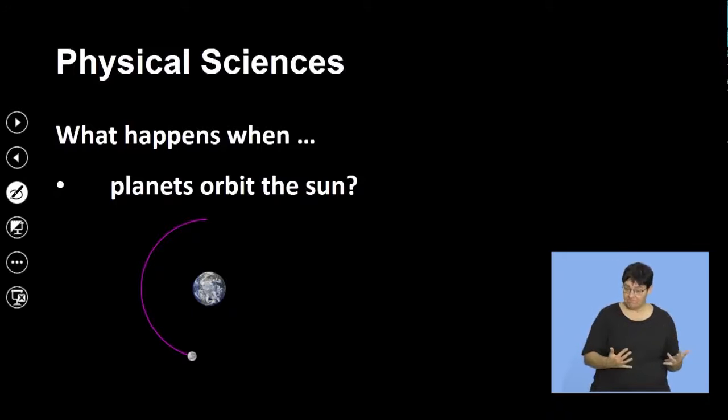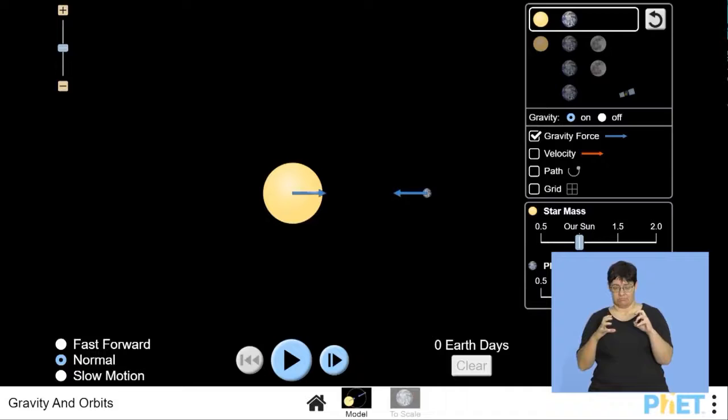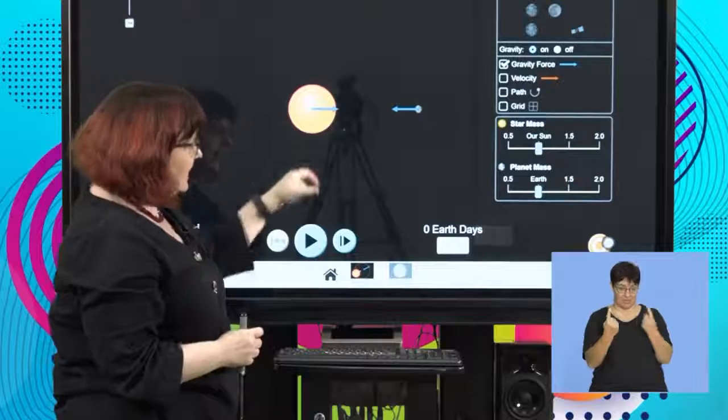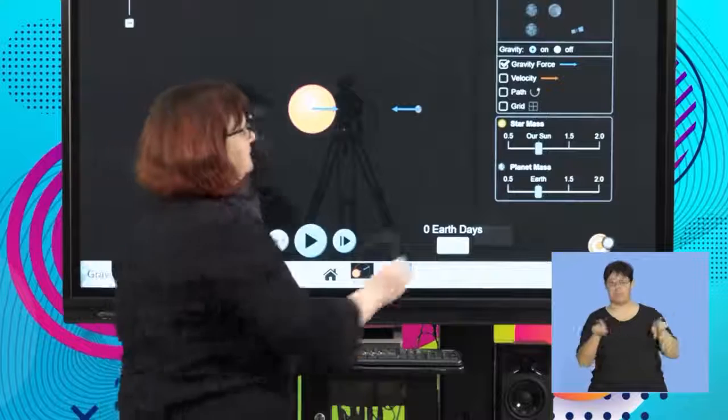So, let's see what happens when planets orbit the sun. Ooh, this is fun. I like this. So, here we go. That yellow dot is the sun. Over on the right-hand side, we've got the Earth. I'm going to show you the gravitational force, and you can see Earth and the sun attracted to each other. The size of the arrows are the same because it's the same force of attraction.